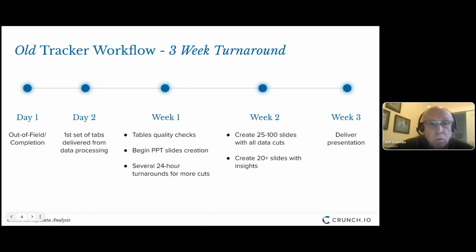The old way you do trackers is with those Excel tabs. You come out of the field, you get a first set of tabs pretty quickly in a day or two. Within a week, there are quality checks, a lot of manual checks. You start to create some PowerPoints. The market researchers go back and forth to DP. Then by week two, they create a bunch of PowerPoint slides, often hundreds, and maybe 20 that are curated. And eventually they deliver a presentation. This is really the old way to do things.